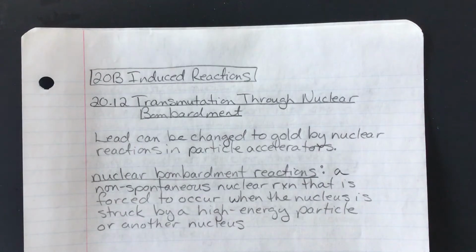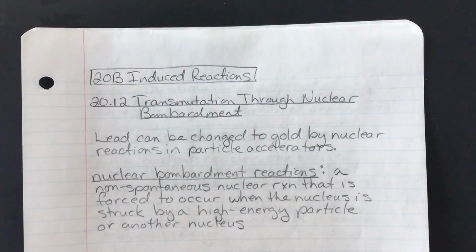All right, so far in section A of the chapter, we were talking about natural radioactivity that occurs in nature, and we talked about the different particles that are involved in radioactivity. We talked about measuring radiation, nuclear reactions or equations, radioactive decay series, half-life, stability. And now we're going to talk about induced reactions.